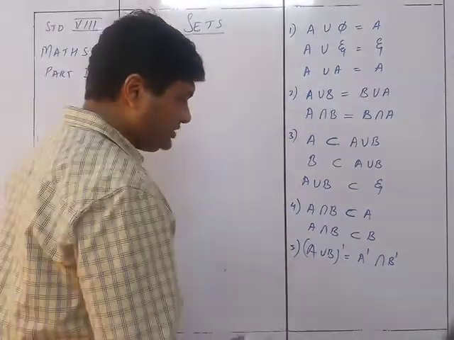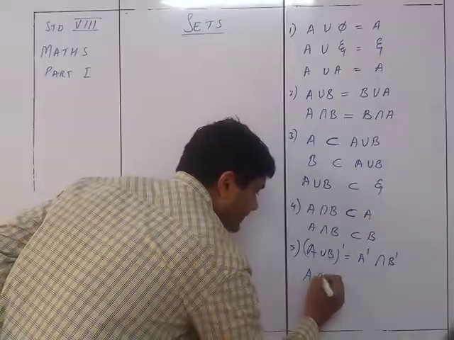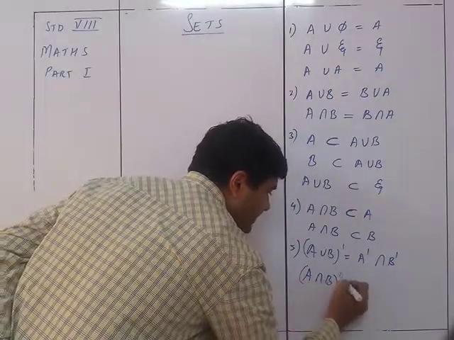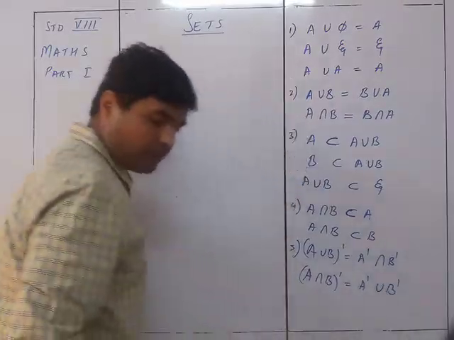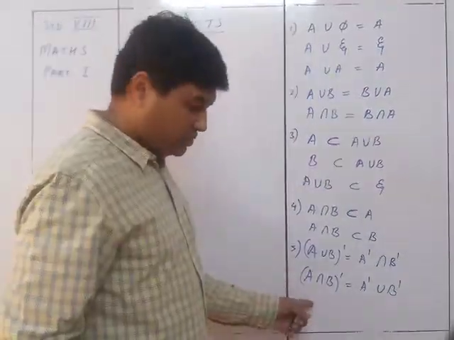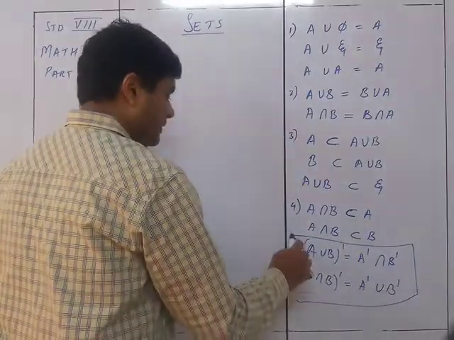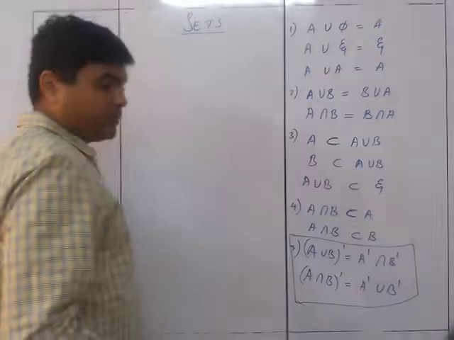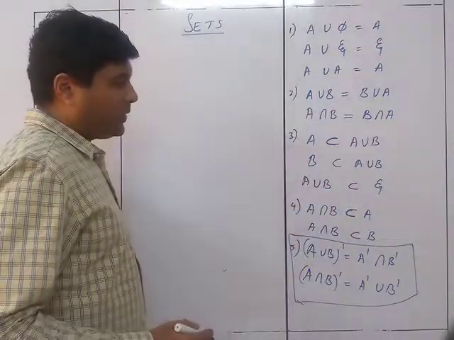(A union B)' is equal to A' intersection B', and (A intersection B)' is equal to A' union B'. Okay, this is important. So this part is important. You need to learn this part. May be helpful in some of the questions. Otherwise, these are quite logical, so you don't require to learn them.